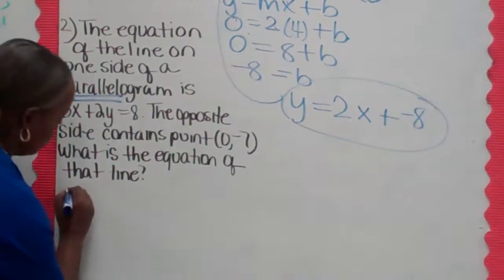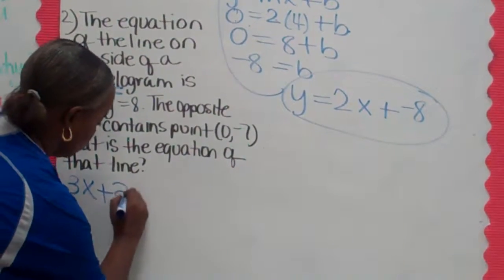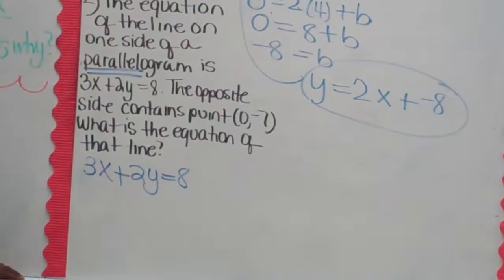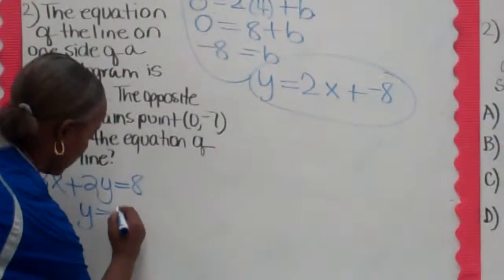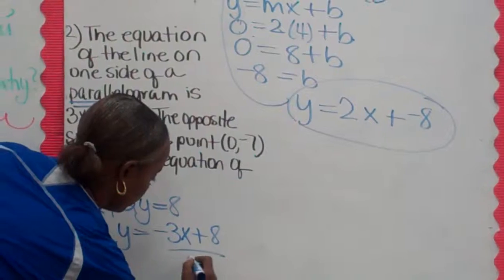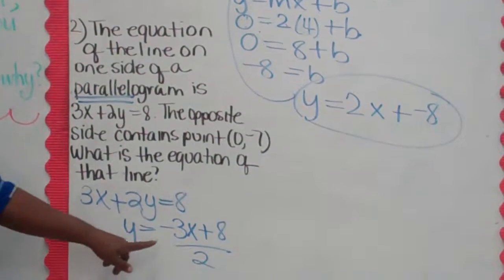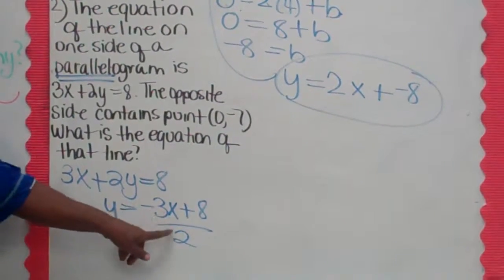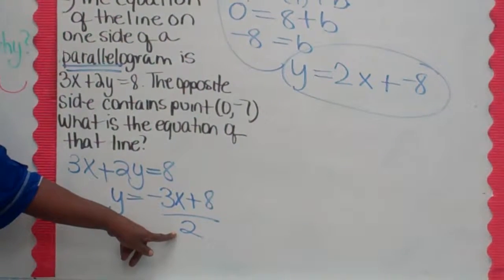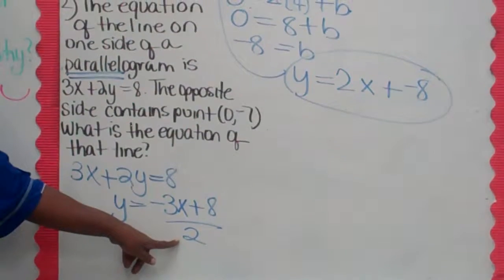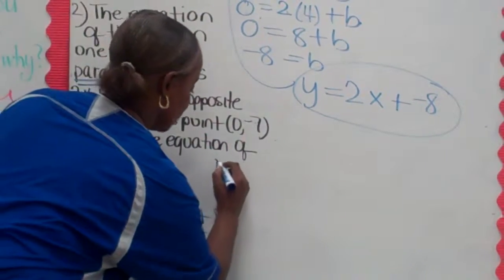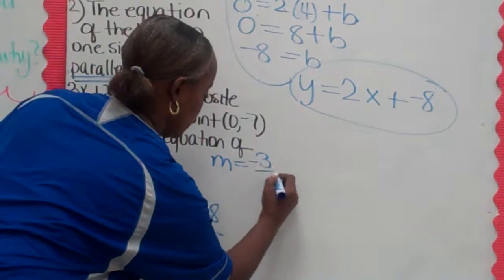All right, so we have 3x plus 2y equals 8. If we solve for y, which means subtract 3x and divide by 2, we have y equals negative 3x plus 8 over 2. Now, that means that this slope is negative 3 over 2. Now, if two lines are parallel, their slopes are the same. So the slope of this line is also negative 3 over 2.